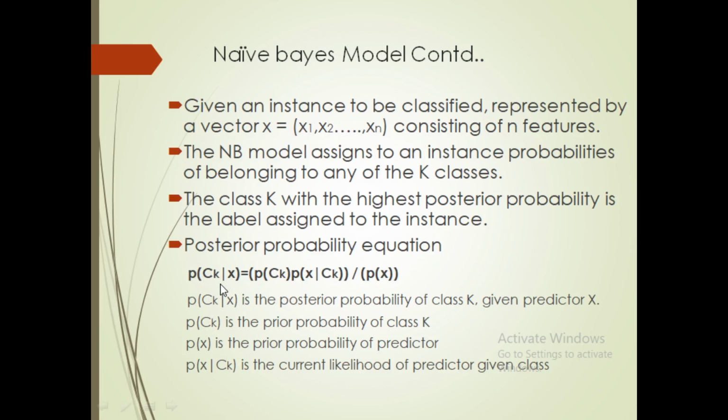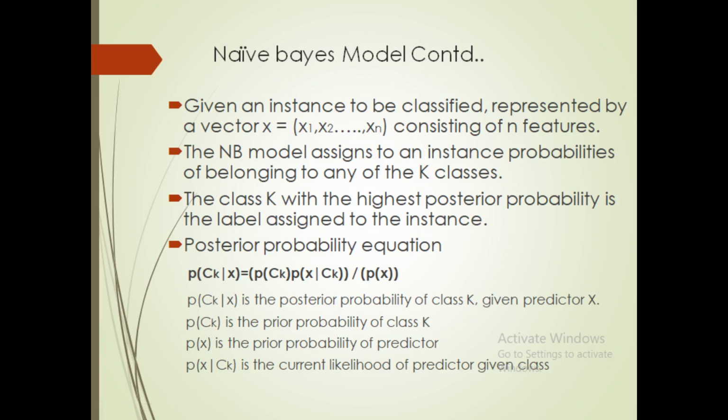P of Ck given x is given by P of Ck into P of x given Ck, the whole term divided by P of x. Now we'll see what are the terminologies which we have used over here. P of Ck given x is the posterior probability of class k given predictor x. That is, if you have been provided with x, what is the probability that it belongs to any of the k classes? So that is the posterior probability.